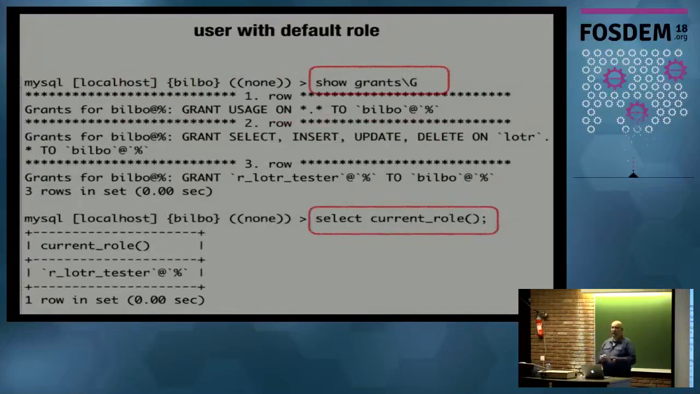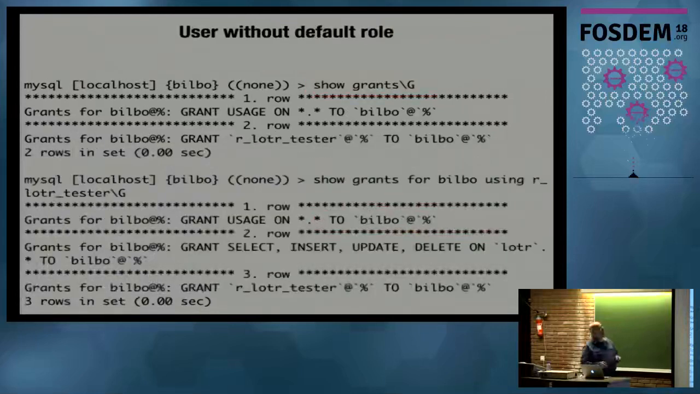So when you have a user with a default role, you run show grants, and you see that the grants here come explicitly. So you see that it has select, insert, update, and delete. And when you say select current role, you get the name of the role. If you don't have a default role, when you do the grants, you don't get the privileges, you get only the name of the role.